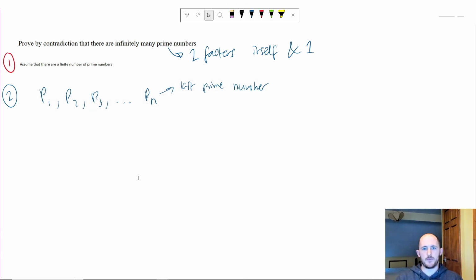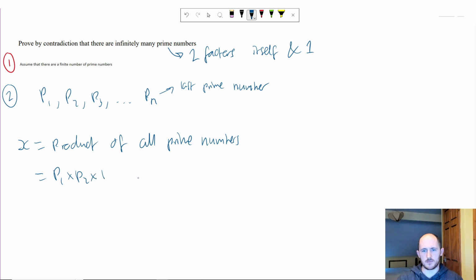Okay. Then I'm going to say that x is equal to the product of every prime number in the world. So that's going to be P1 times P2 times P3 times ... times Pn. Yeah, that's what my number x is. So I've multiplied every prime number together.